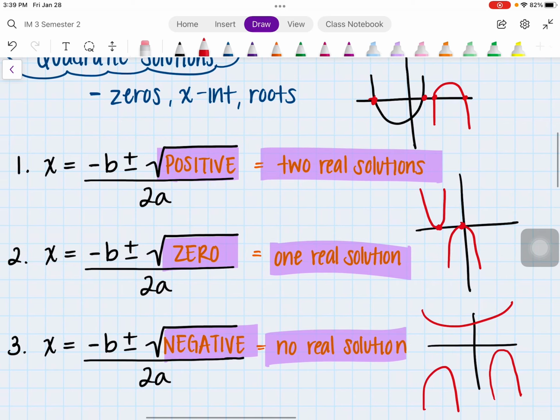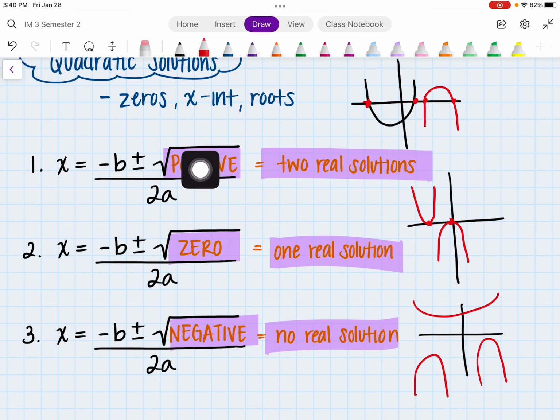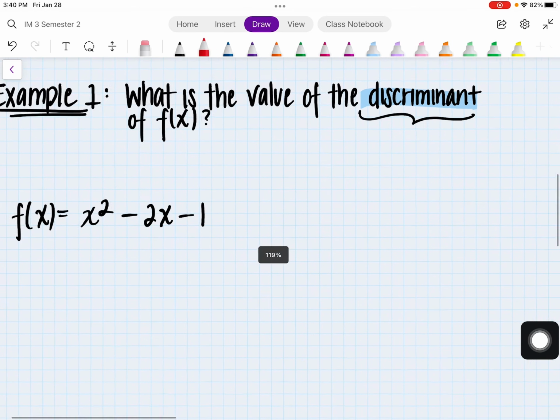So in this case, just a few things. Whenever your discriminant is a positive number, so when you use the formula b squared minus 4ac, if you get a positive number, you should have two solutions, and this is how it should look if you graph it. If your discriminant is equal to 0, then it's going to have one solution. And if it's negative, there's no real solution.